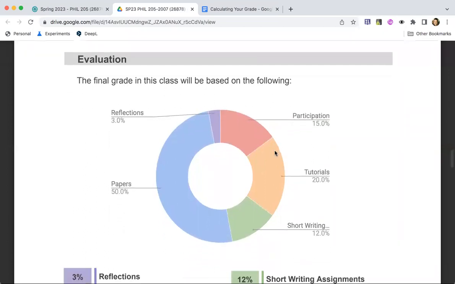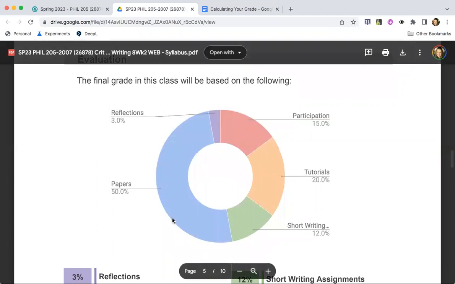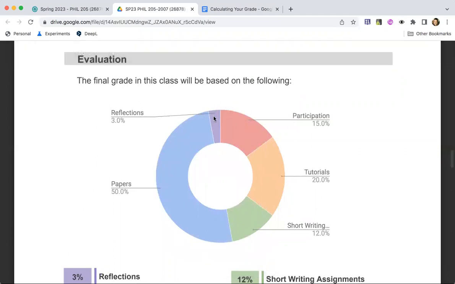So here's the big picture. And as you can see from the breakdown, half of the work is papers. You're going to write 5 papers, each worth 10% of the course grade, and they're going to be shortish, like 5-ish page range, give or take a page, possibly a little longer.